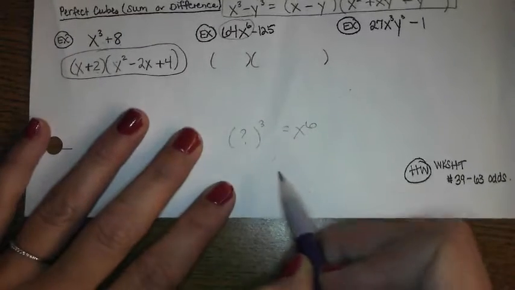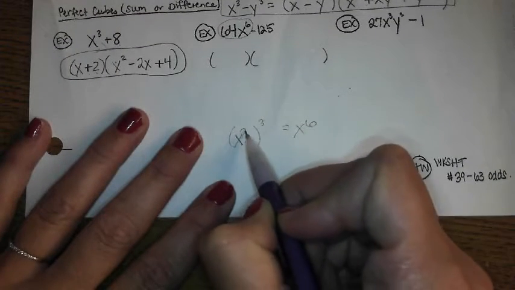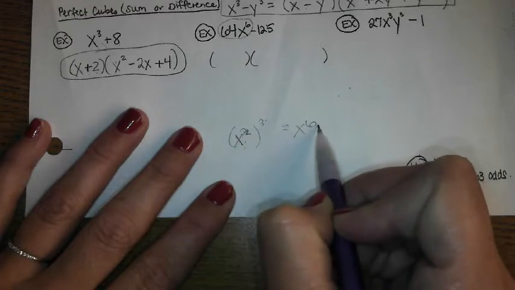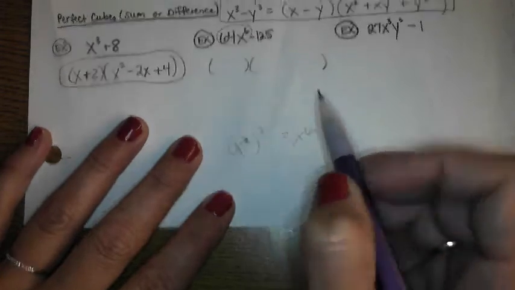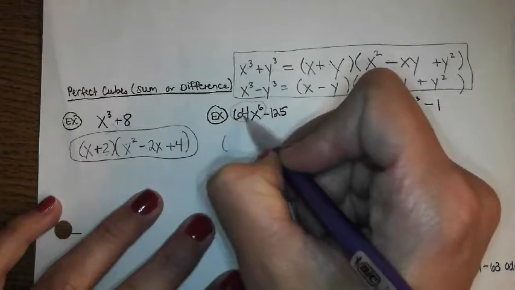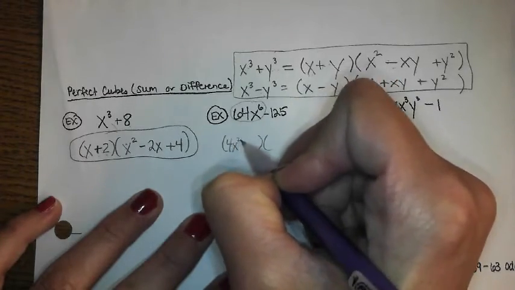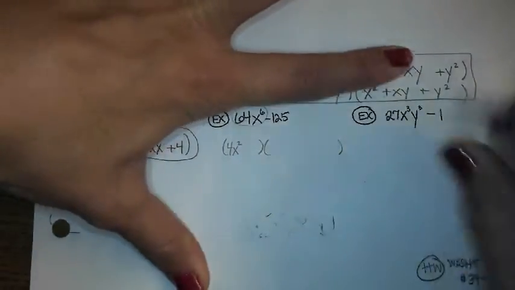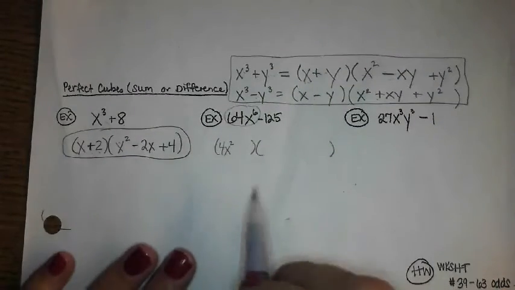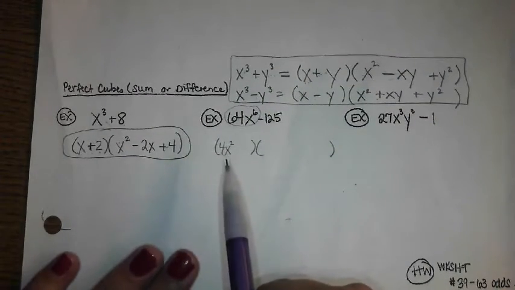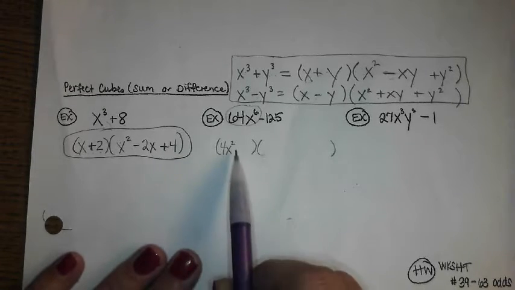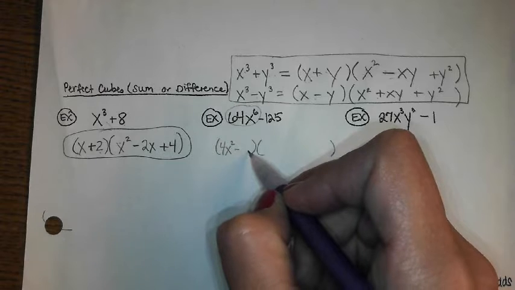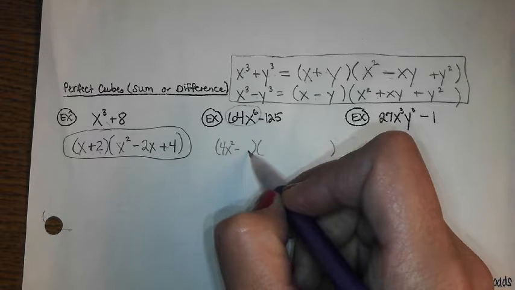Right? A little bit of exponent rules here. X squared is the answer because power to power multiplies, right? So that's 4x squared is your first term. What sign should we use? Jake. Minus. And what cube gives us 125? Madeline.